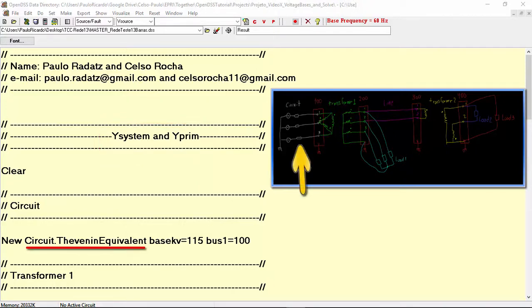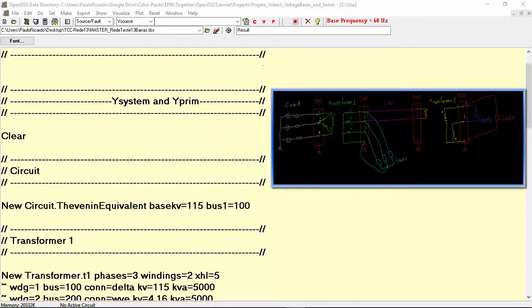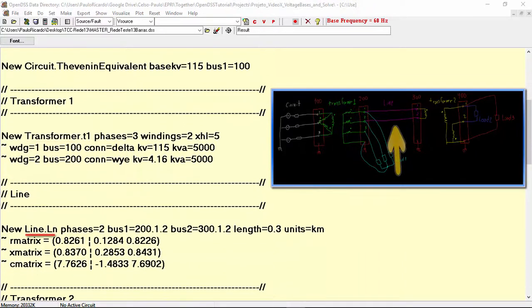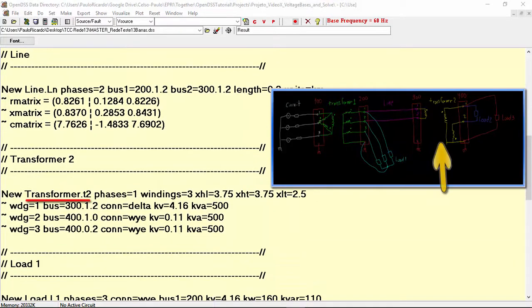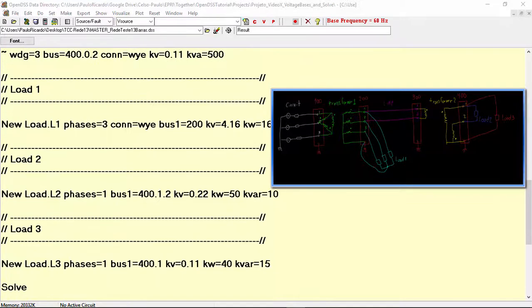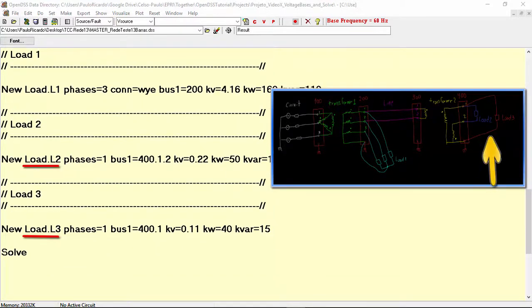The system has a circuit element called Thevenin equivalent, a three-phase transformer called T1, a B-phase line called Ln, a center-tapped transformer called T2, a three-phase load called L1, and finally, the single-phase loads L2 and L3.